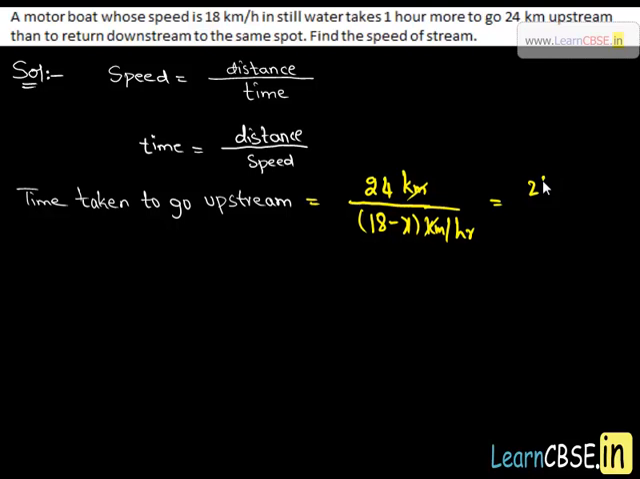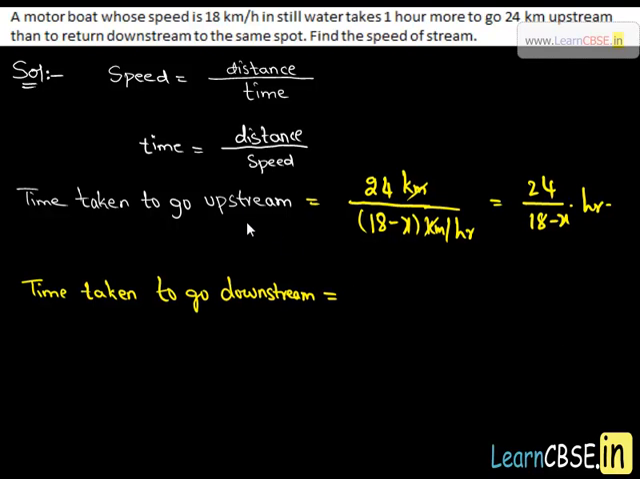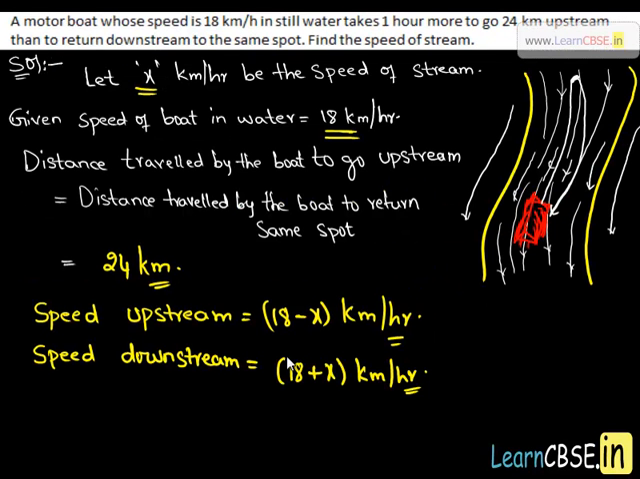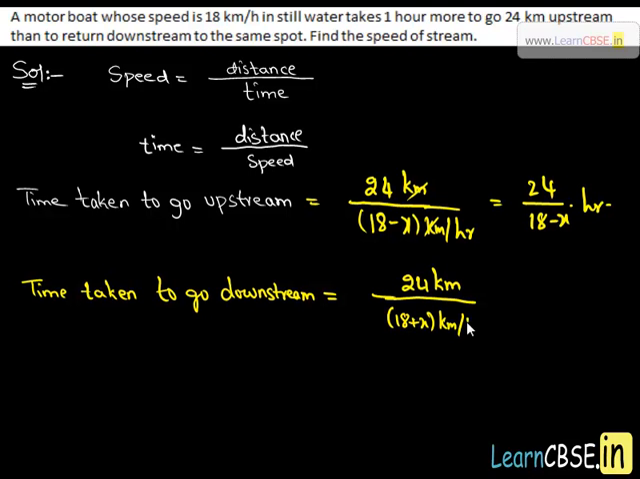Let it be 24 upon 18 minus x hours. Similarly, let us find the time taken by the boat to go downward, that means to reach the same spot, and it is equal to the distance traveled by the boat downstream, which is 24 kilometers, and we have to find the speed of the boat while traveling downstream, and it is equal to 18 plus x kilometers per hour. Therefore, we have 24 upon 18 plus x hours.